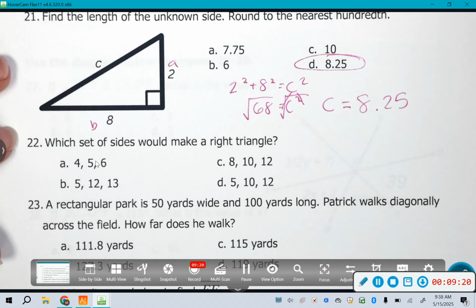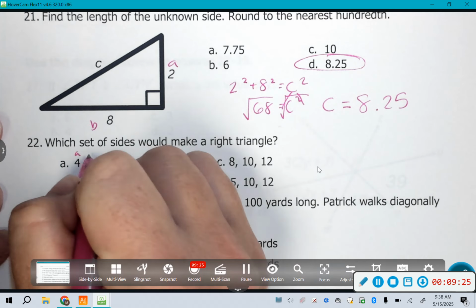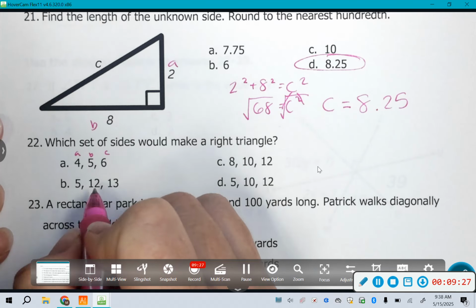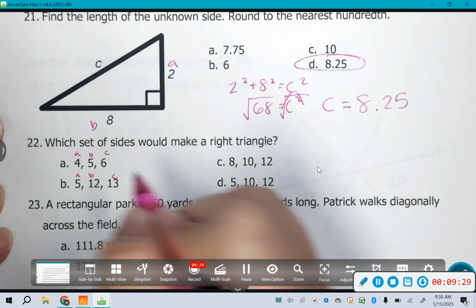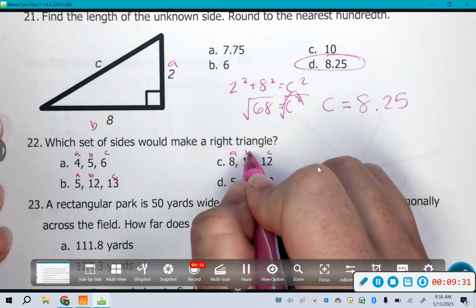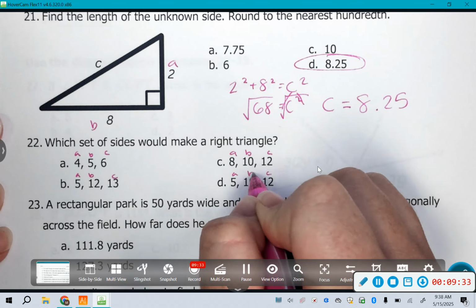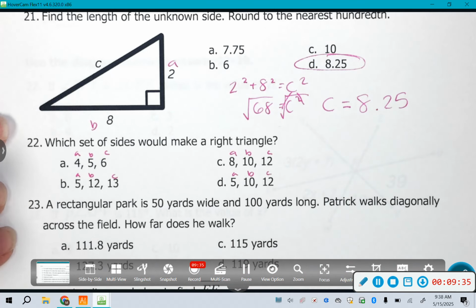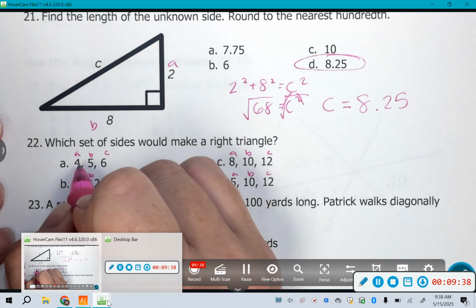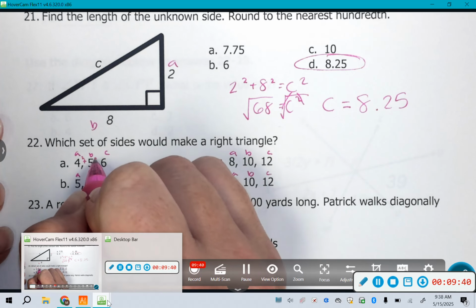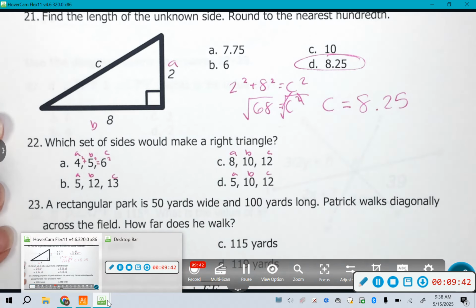Okay, this one says which set of sides would make a right triangle. So we're just going to do the same thing. This would be my A, B, C. Remember, your biggest number is always your C. And we're going to type them in our calculator. And we're going to do A squared plus B squared equals C squared and see what happens.